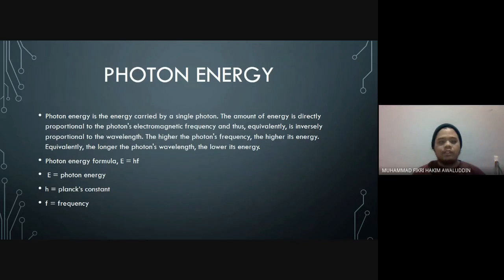Photon energy. Photon energy is energy carried by a single photon. The amount of energy is directly proportional to the photon electromagnetic frequency and thus equivalently is inversely proportional to the wavelength. The higher the photon frequency, the higher its energy. Equivalently, the longer the photon wavelength, the lower its energy. This is the photon energy formula, E equals hf, where h is the Planck constant and f is the frequency.